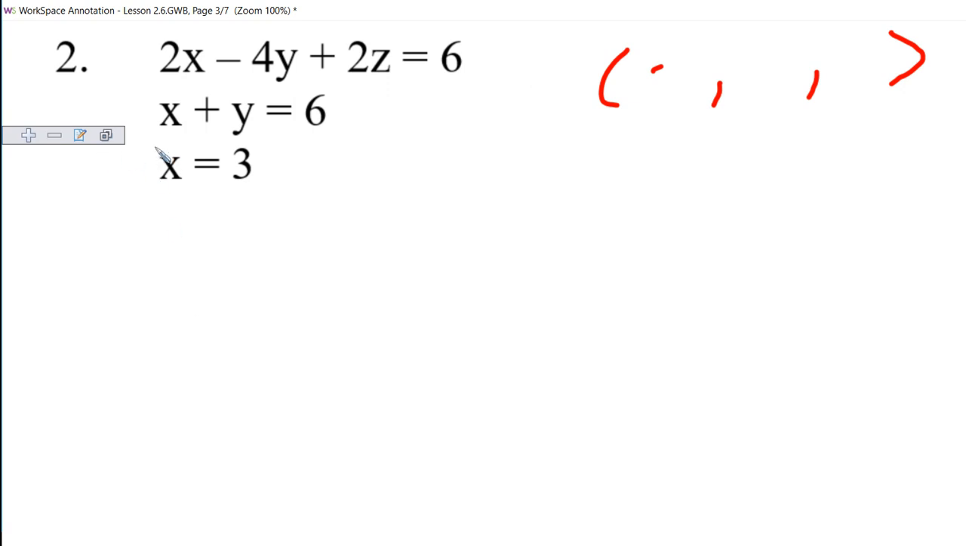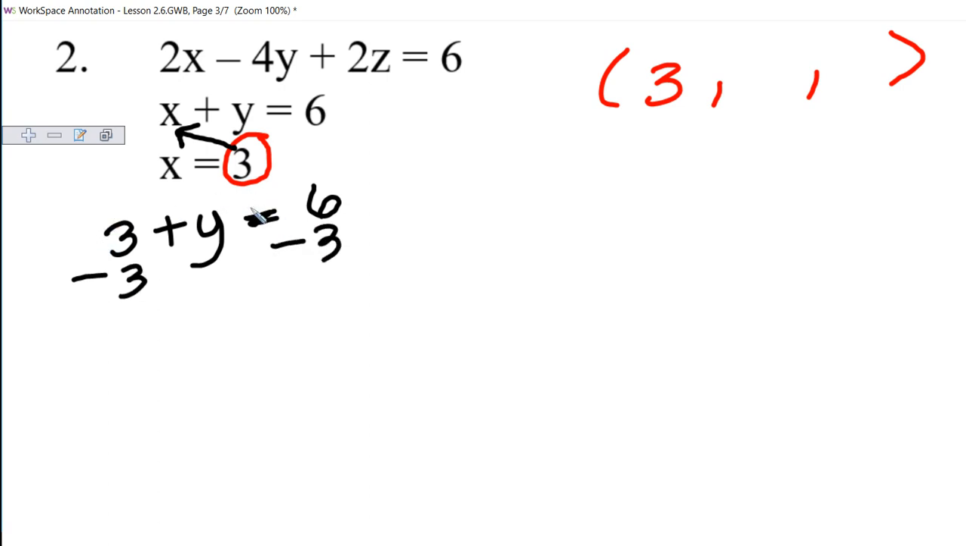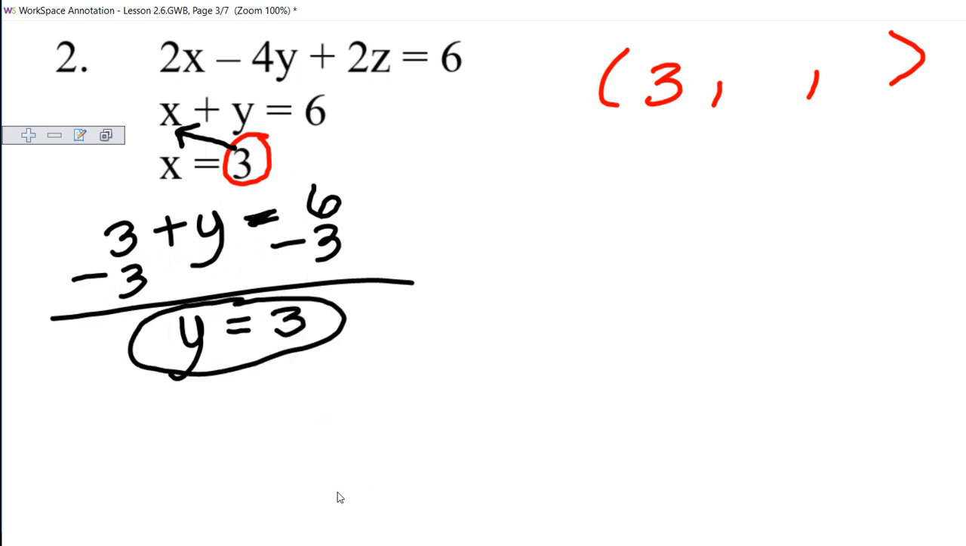So if it's by itself, I'm going to circle it. And since that was my shortest equation, what's the next shortest equation? X plus y equals 6. So I'm going to substitute this into the next smallest equation. Instead of the x, I replace it with what? So this gives me 3 plus y equals 6. What's next? Subtract 3 to both sides. And what does y equal? 3. So over here, in my ordered triple, I have x.